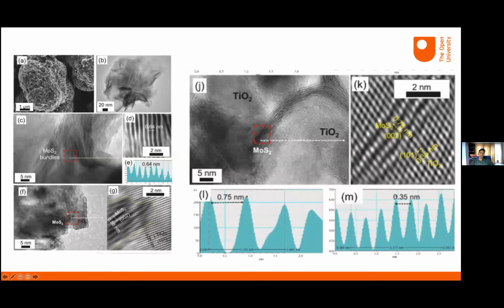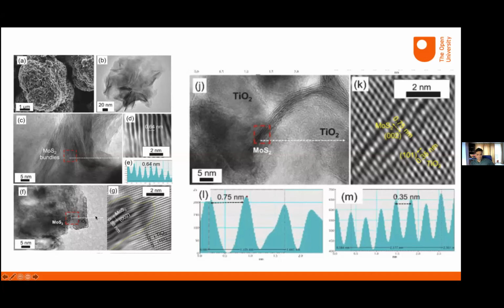So we start with MoS2 in a flower-like structure. This MoS2 is prepared using a simple hydrothermal reaction. And when we exfoliate, we can clearly see that the exfoliation started with the MoS2 bundles. And this is a clear indication of 0.64 nanometers, that we are able to exfoliate the layers.